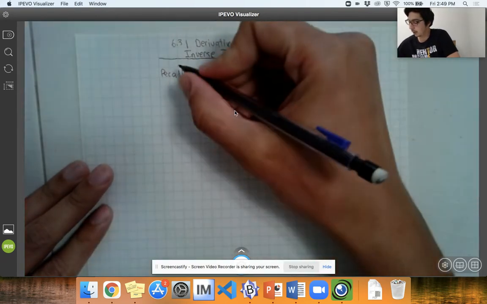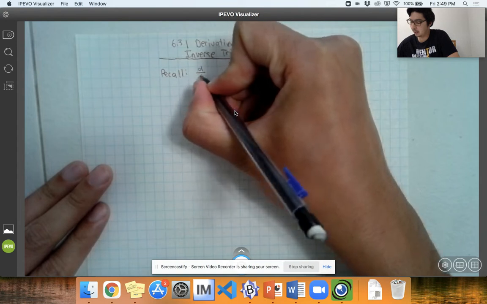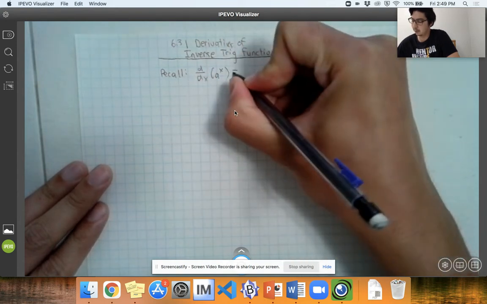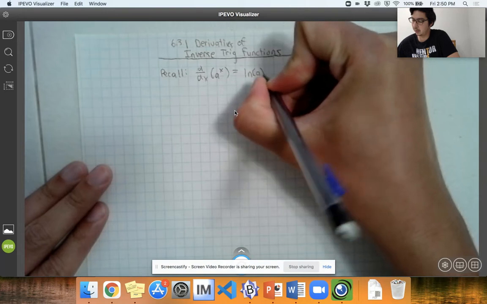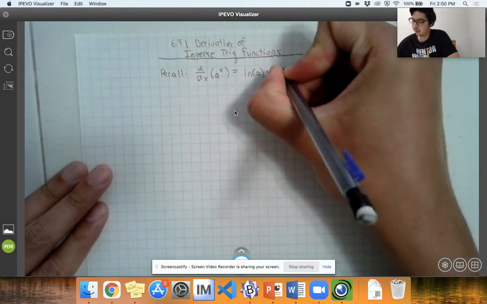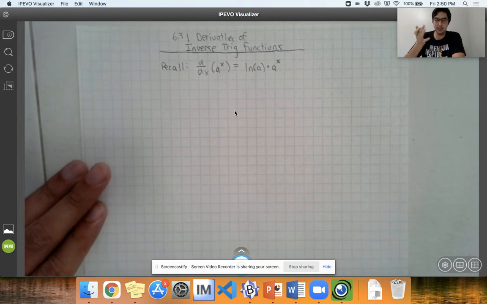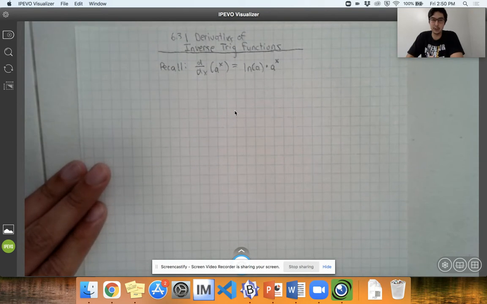So recall that what we did last week is we now added to our arsenal the derivative of exponential functions, which is the natural log of a times a to the x. Now, not that that's related to it, but it's important you know where we're coming from. And then you also learned implicit differentiation.